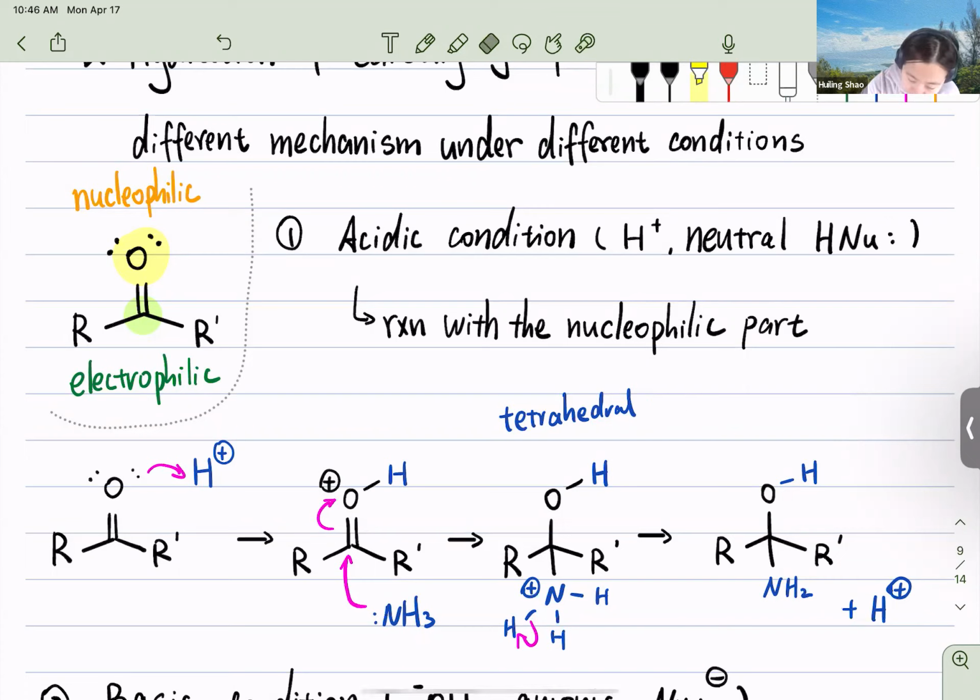So this stands for an intermediate. An intermediate means this is formed in a short time period, and then it will get used up in the next reaction.